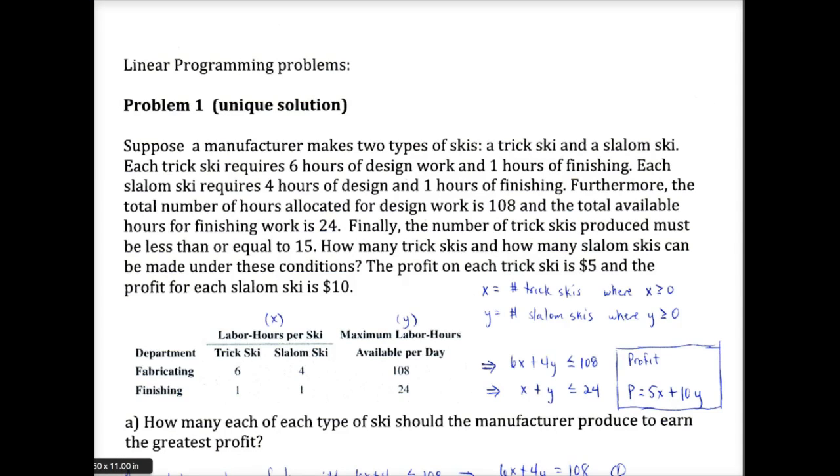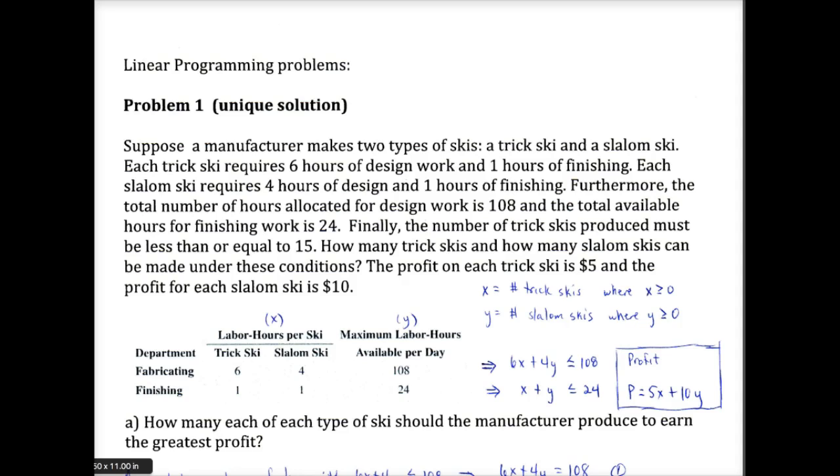So for this problem, we have a manufacturer who makes two types of skis. One is called a trick ski, one is called a slalom ski. And for those of you that are skiers, you know the difference between these two. So the information that we have about manufacturing these skis is the following.